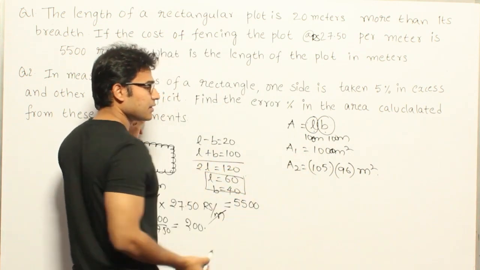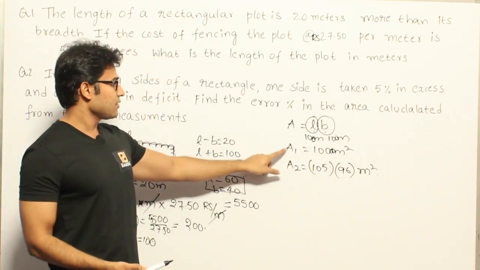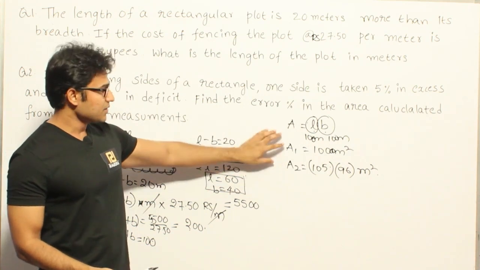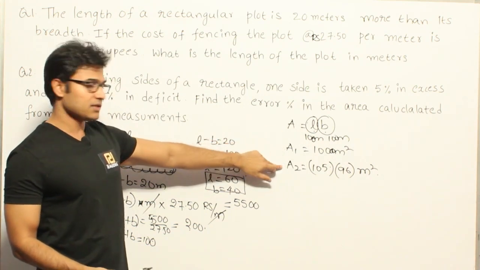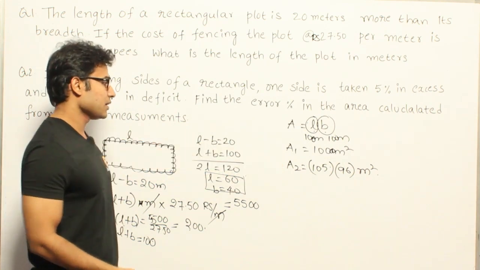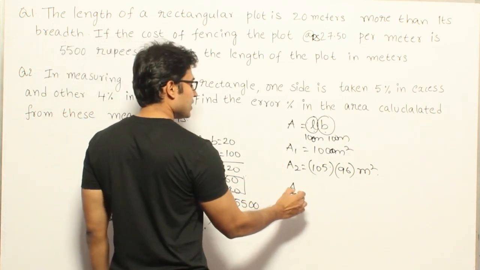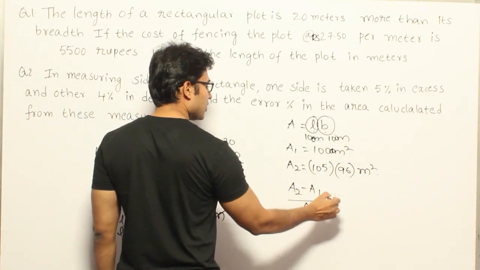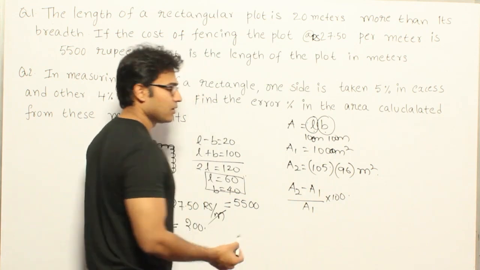So this is the later area. This is the initial area, actual area, and this is the later area, measured area, right? Which means there is some mistake in the measuring, therefore we are supposed to find out the error. Now in order to find out that error, you are supposed to write it as (A2 minus A1) divided by A1 into 100. Got it?